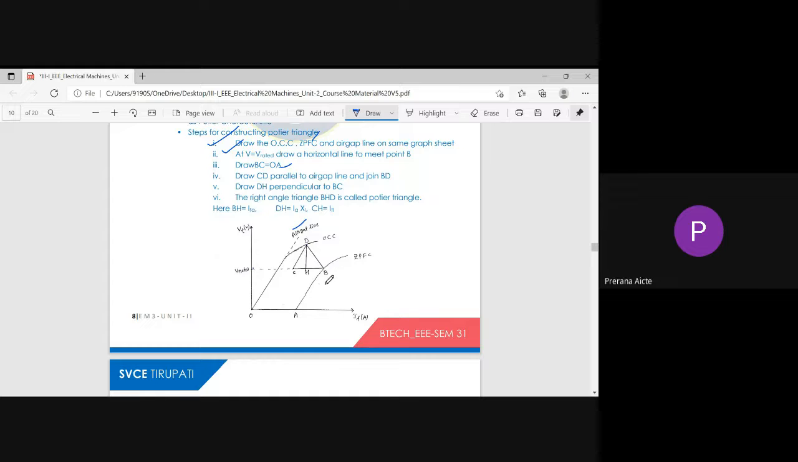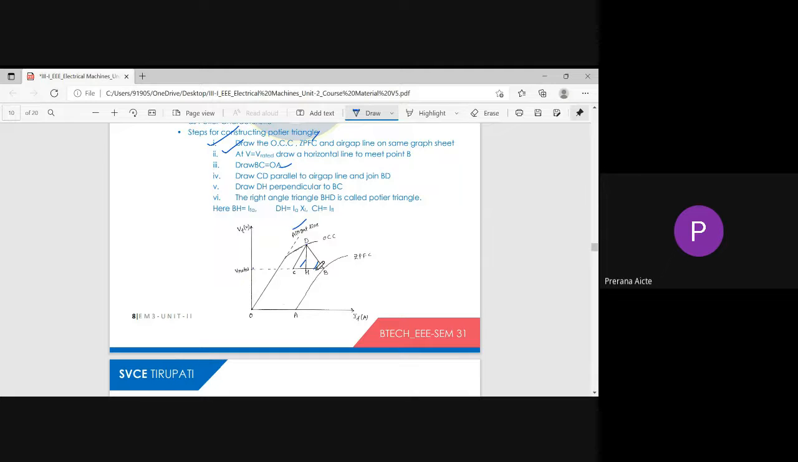So what is meant by DH? DH is the voltage drop due to leakage reactance. What is meant by CH? CH is the field current required to compensate the voltage drop due to IAXL. What is meant by BH? BH is the field current required to compensate the voltage drop due to armature reactance.